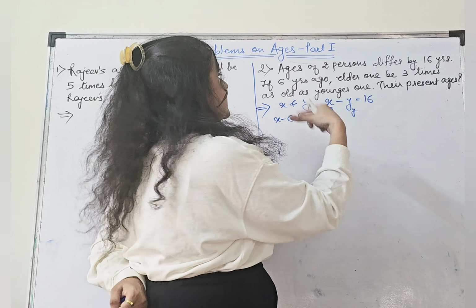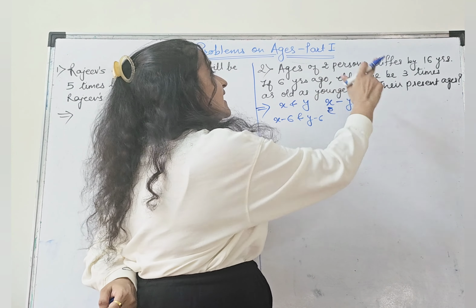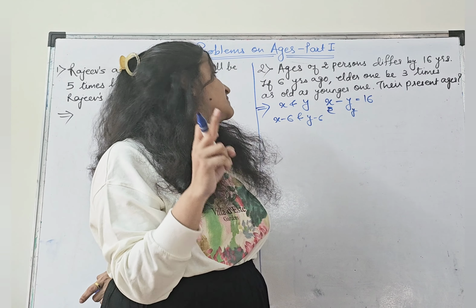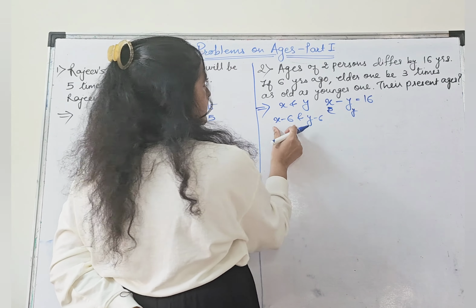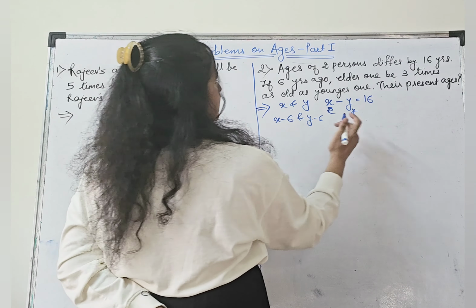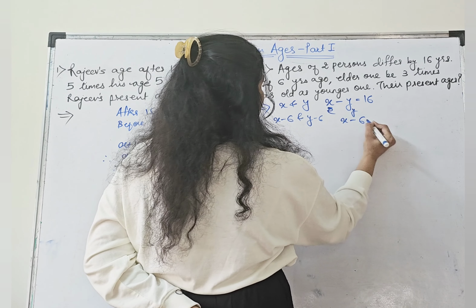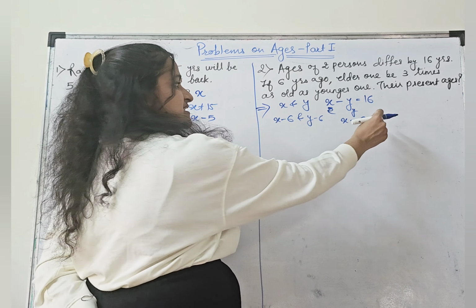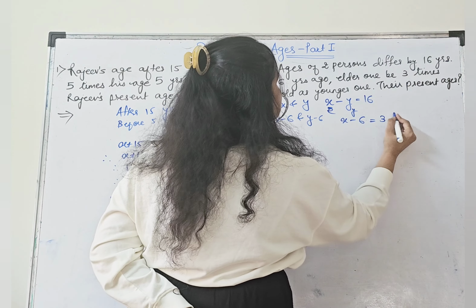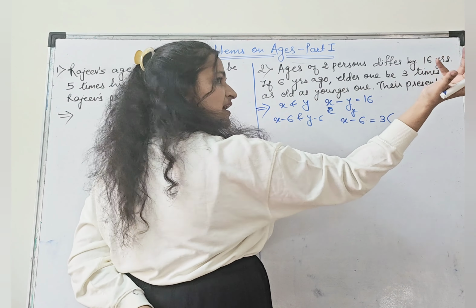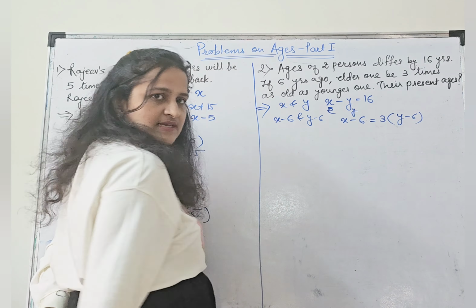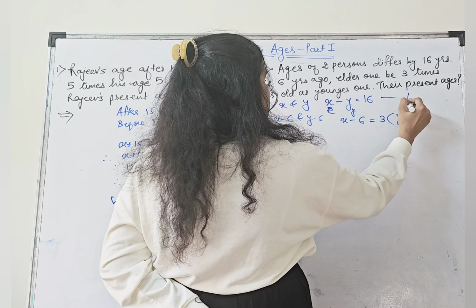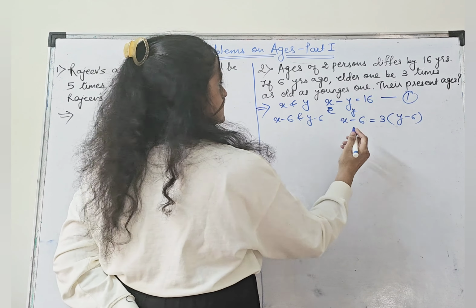Now, read next, right? So 6 years ago, elder one be 3 times as old as younger one. Okay? 6 years ago, who is elder? This one is elder, right? So elder one is going to be equal to 3 times as old as younger one. What's the younger one's age before 6 years? Y minus 6. Correct? This was your first equation, and now let's solve the second equation.